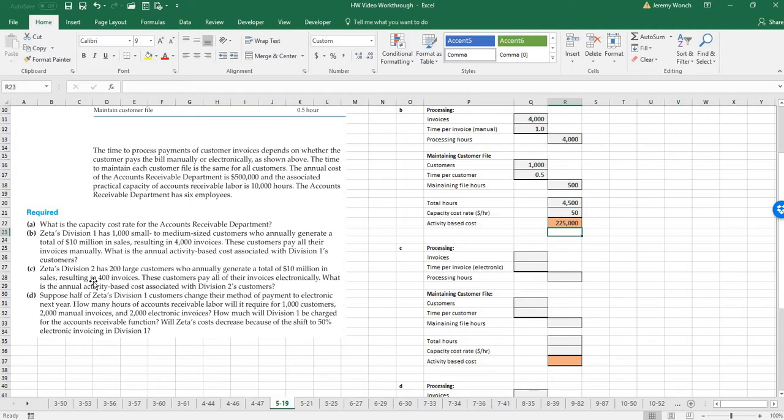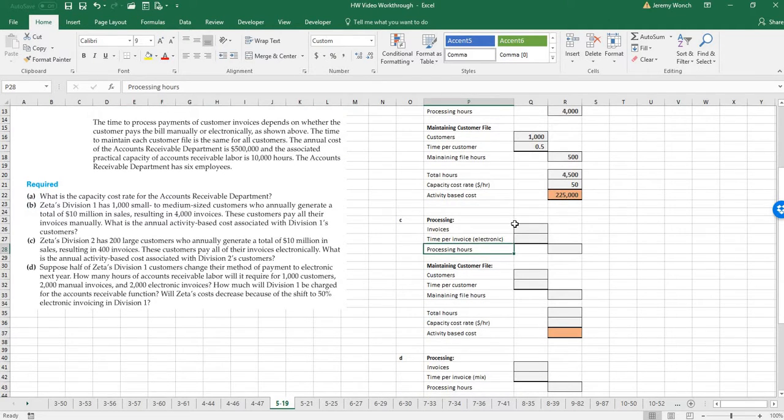In Part C, we look at the second division, and they have 200 large customers who annually generate a total of $10 million in sales. So they generate the same amount of sales as the first division, but they only do it in 400 invoices, and all these customers pay their invoices electronically. So what's the activity-based cost for Division 2's customers?